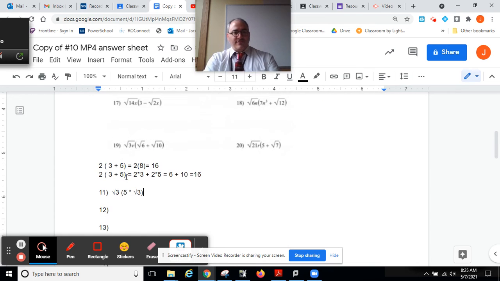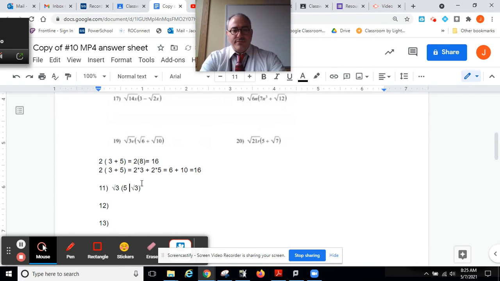Plus radical 3. Got it wrong. 5 plus radical 3. Okay, so I have to distribute across my parentheses, which means I now have to take radical 3 times 5. Usually we put the 5 out in front of it just to keep things easy for ourselves.